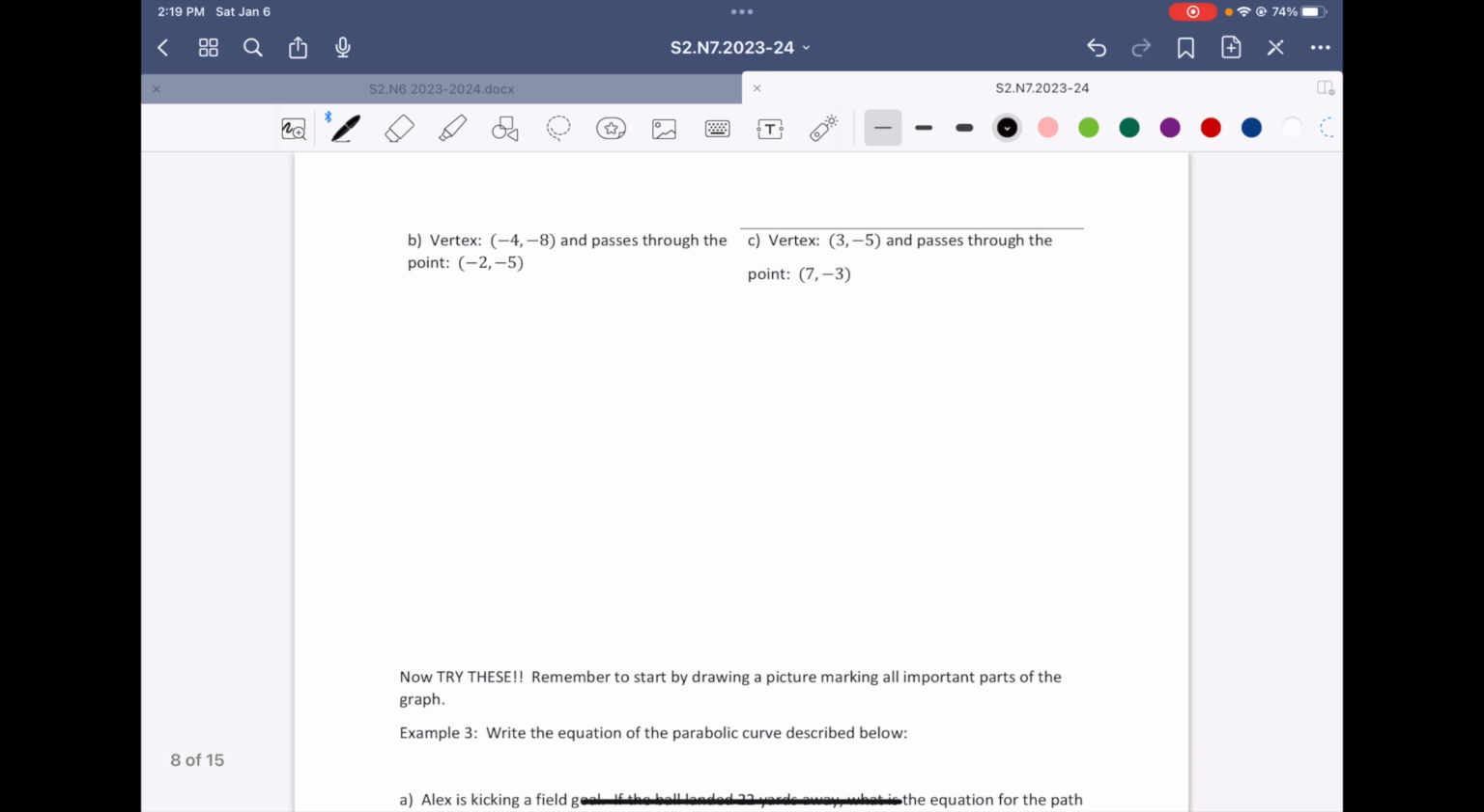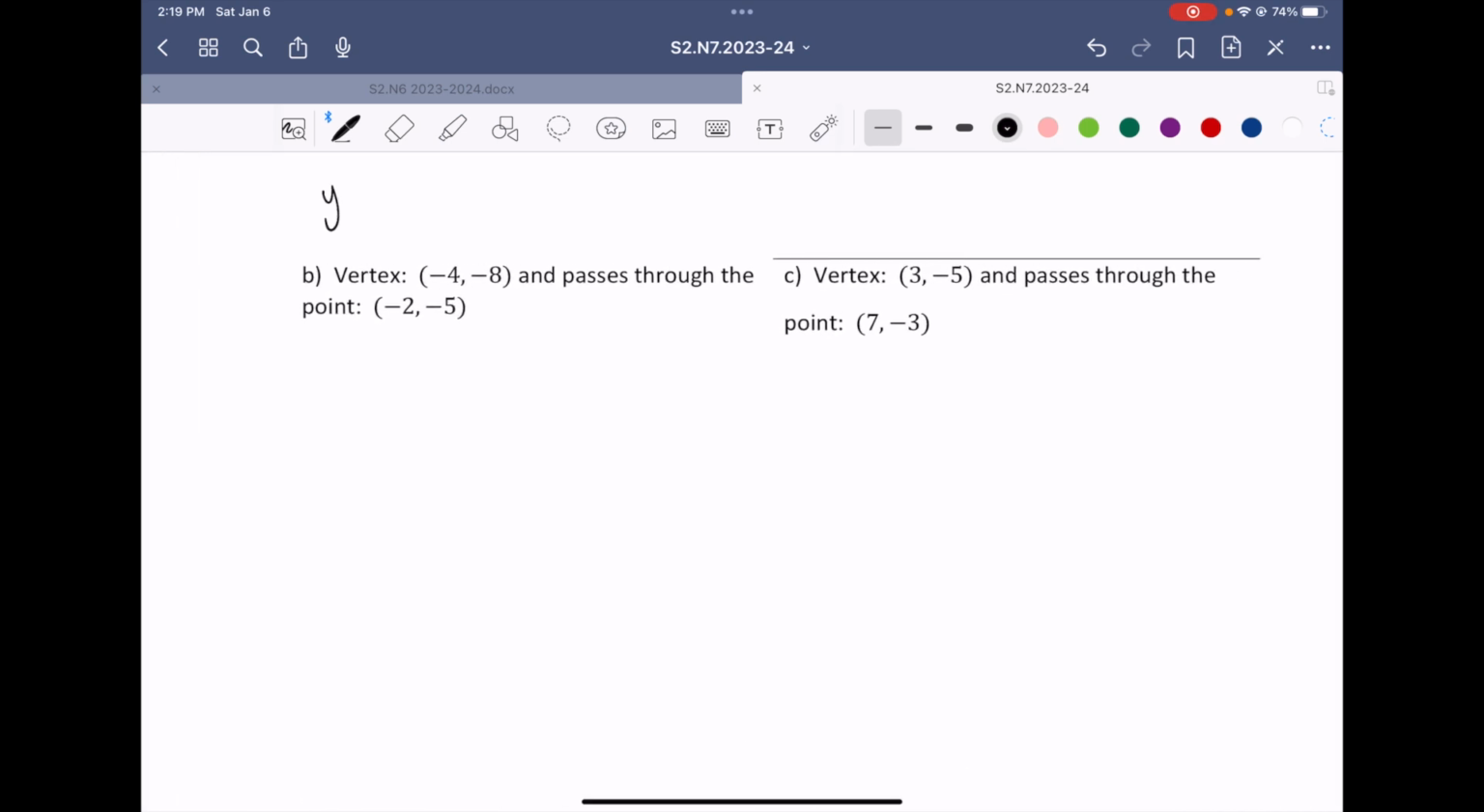Let's do it again. Now vertex form. Remember vertex form, y equals a times x minus h squared plus k.